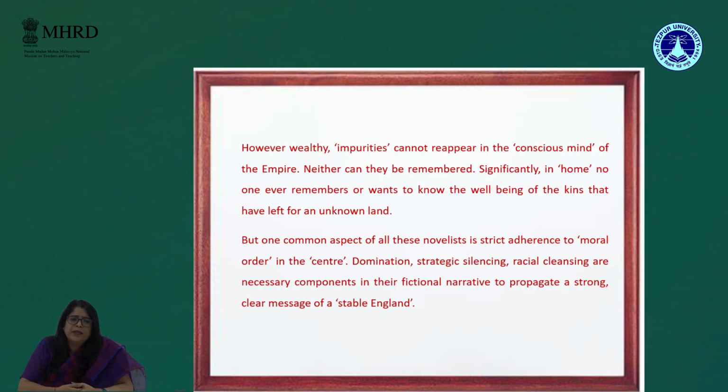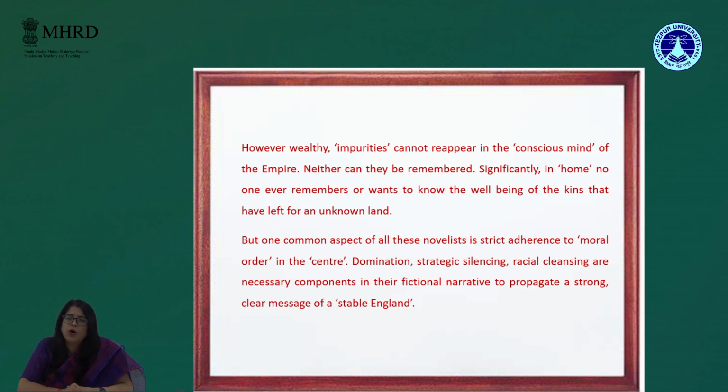Therefore, it is quite natural that, following the Empire's cleansing project, Dickens never allows these people to come back. In the novel, we do not see them coming back to England again. Though Mr. Peggotty came once, he was made to return to Australia to live forever. Thus, Dickens in David Copperfield also implicitly supports the Empire's view of proper maintenance of moral order in the center, the centric social hierarchies. However wealthy, these imperfect subjects cannot reappear in the conscious mind of the Empire. Neither can they be remembered. Significantly, at home, no one ever remembers or wants to know the well-being of these characters who have left for an unknown land. This is the strategy of Dickens in this novel.